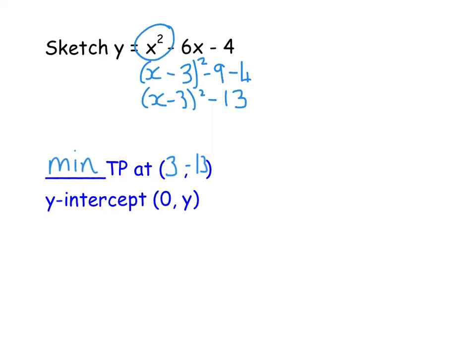And your y-intercept is when x is 0. When x is 0, plug it into your equation up the top, you end up with 0, take away 0, take away 4. So y is negative 4. So your y-intercept is 0, negative 4.